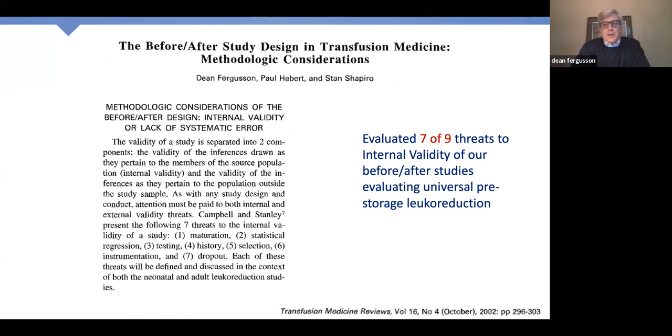I took the 7 threats produced by Shadish, Campbell, and Cook, as well as Campbell and Stanley in a separate textbook, and I applied those in the design of our studies to ensure that we dealt with each of these threats. And so in the paper, I lay out what each of the threats are and how we took care of them.